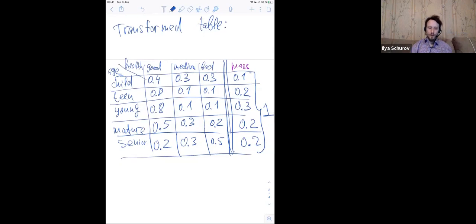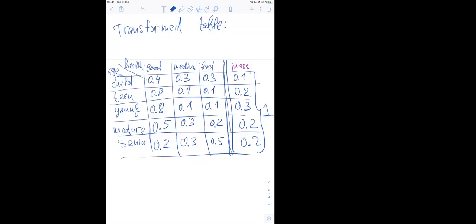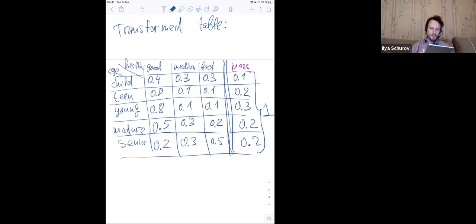So, are there any questions about this table? How this table was obtained from the original data? Okay, so everything is clear, right? Just ask me if anything is not clear. I think it's clear till now. Okay, good. So let us continue now.